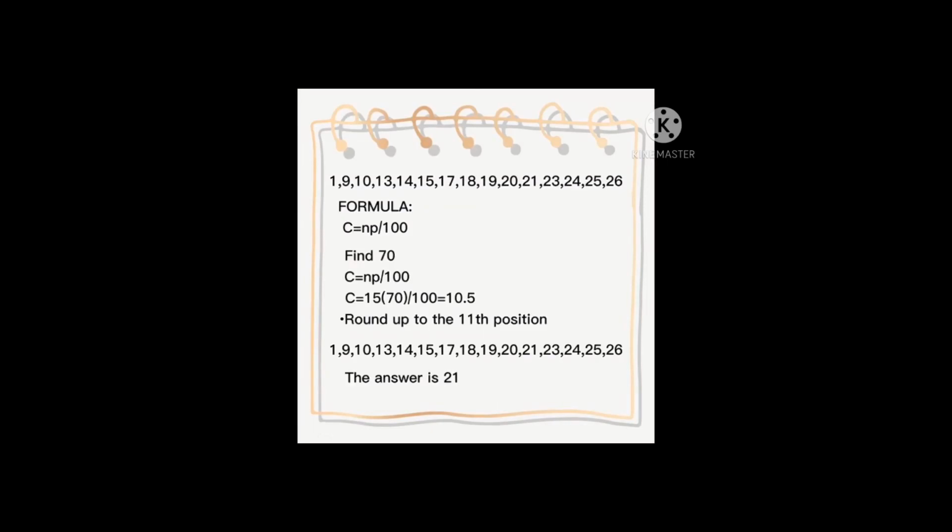To find the 70th percentile, C is equals to 15, which is the N, times 70, which is the P, divided by 100, is equals to 10.5. And then again, round it up to the whole number, which is the 11th position. So the 11th position in our set of scores is number 21. So this is also the answer.